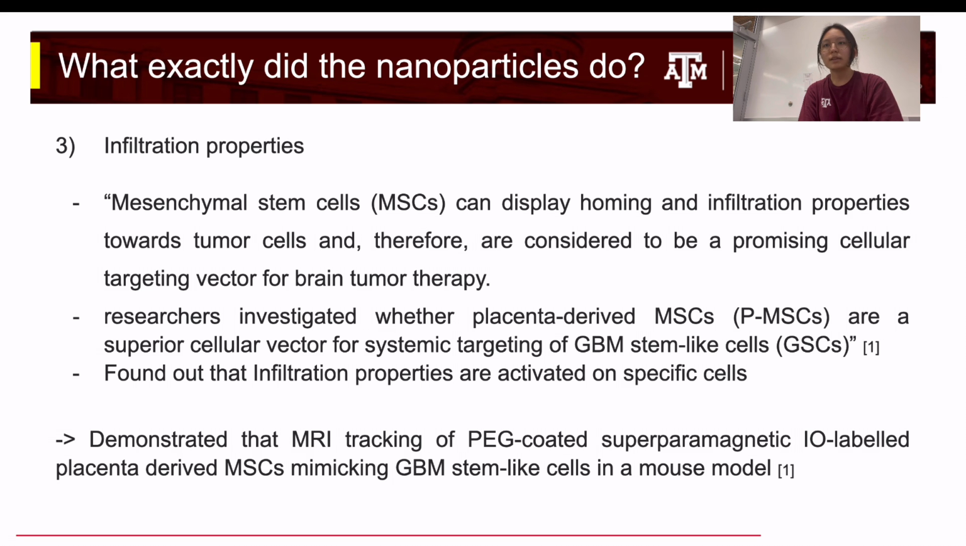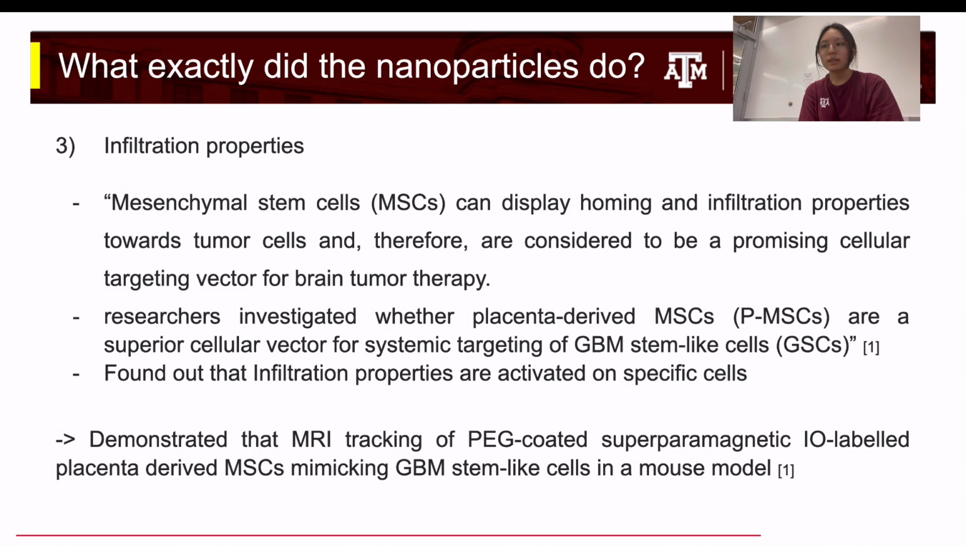So the MSCs can display homing and infiltration properties towards tumor cells, and they are considered to be a promising cellular targeting vector for brain tumor therapies. Researchers investigated that placenta-derived MSCs are a superior cellular vector for systemic targeting of GBM stem-like cells. So they found out that infiltration properties are activated on specific cells, not for every cell.